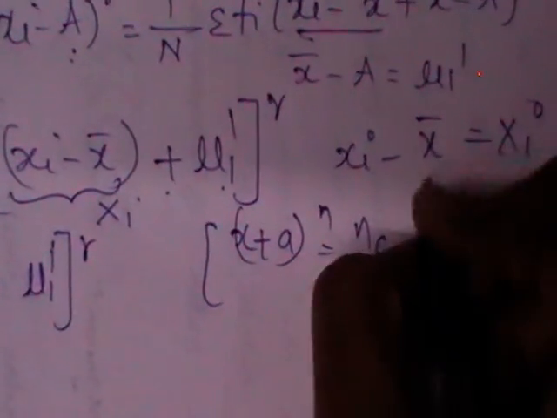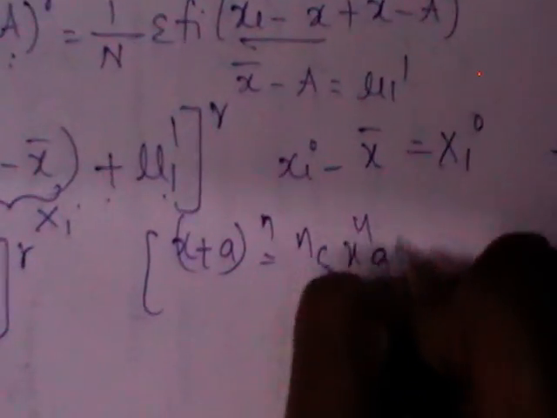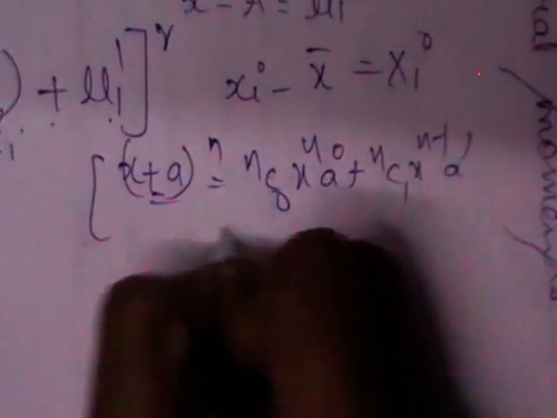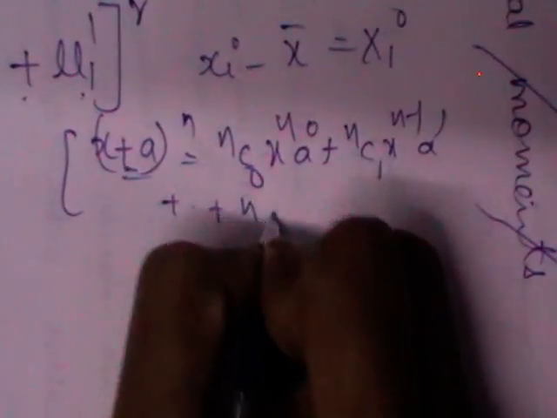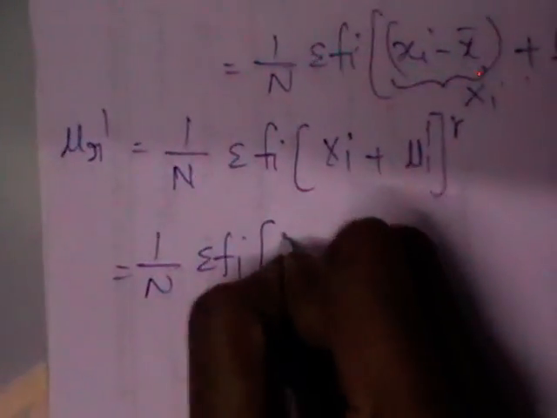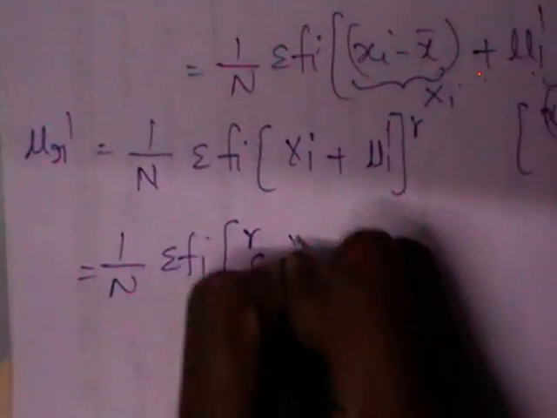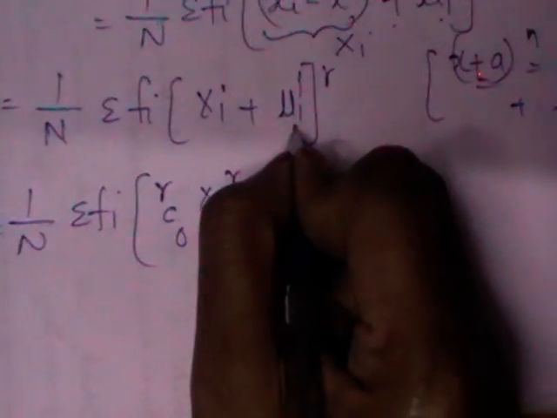X plus a whole power n is nC0 x power n a power 0. As you have plus here, all terms you will get with plus. nCn is 1, which is nothing but a power n. So here you will get 1 by n sigma fi into, in place of n you have r, rC0 xi power r mu1 power 0 is 1. So rC1 xi power r minus 1 mu1 dash, plus all the terms you will get with plus.